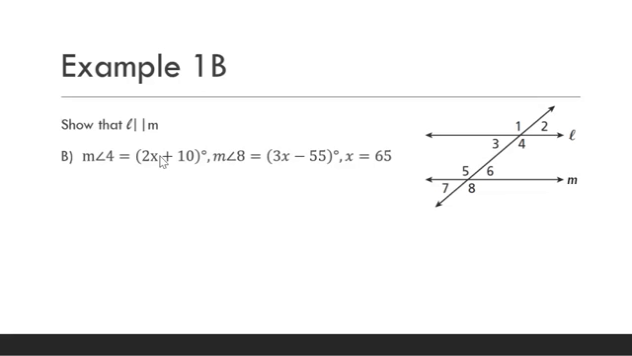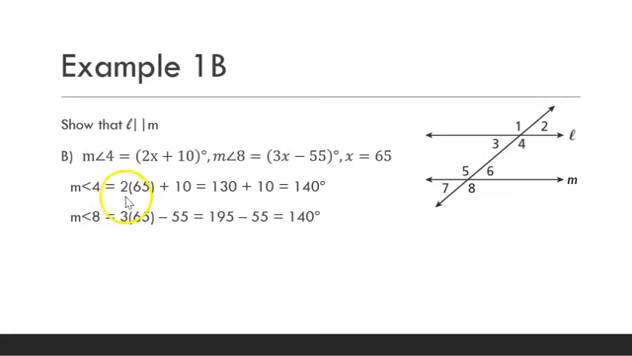Now, you always have to show your work for this so that somebody reading your explanation will know how you got your numbers. So let me show you the work that I did. For angle 4, I did 2 times 65 plus 10, which got me 140 degrees. And then for angle 8, I did 3 times 65 minus 55, which is also 140 degrees. So that means that angle 4 and angle 8 are congruent.